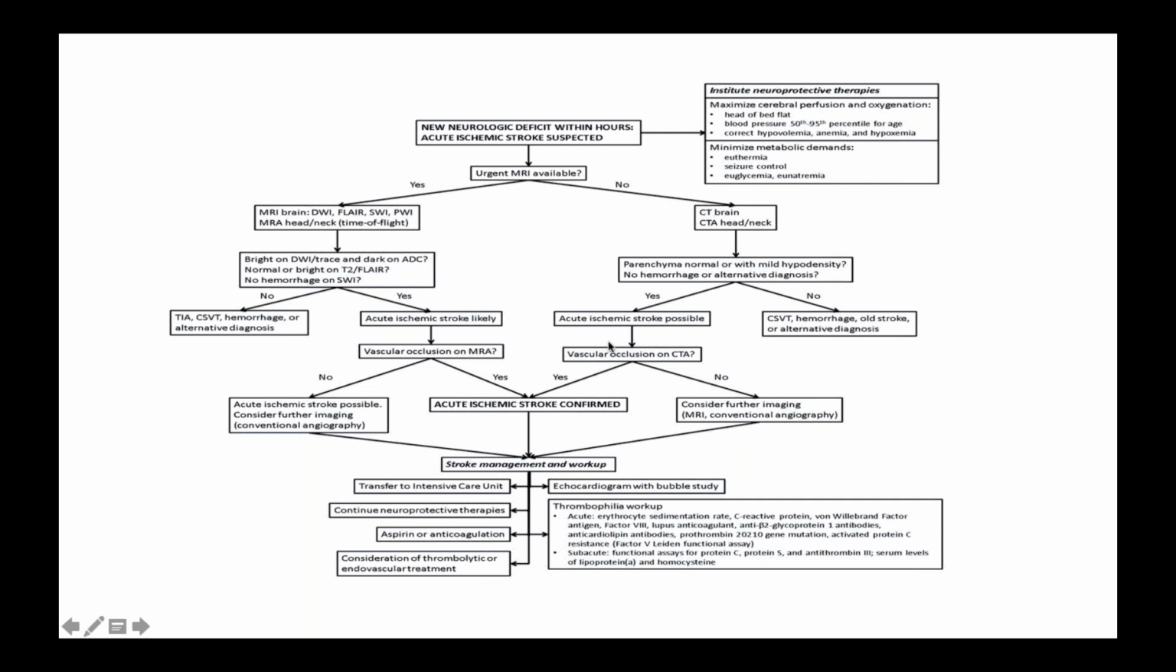If there is AIS, then we have to see whether there is a vascular occlusion on CT angiogram. If we find that, then AIS is confirmed. If we do not find it, then we go for further imaging, MRI and angiography, etc. If MRI is available and we find the typical features, then acute ischemic stroke is likely, and then we look for a vascular occlusion on MRI. It is similar to that. If it comes in your next examination, what is the modality of choice, then you have to go for DWI MRI, because that is the gold standard.